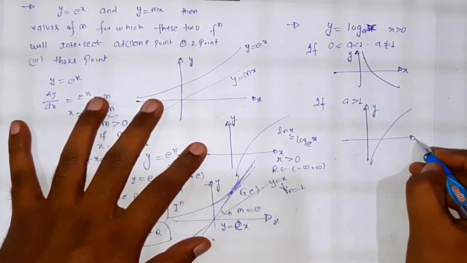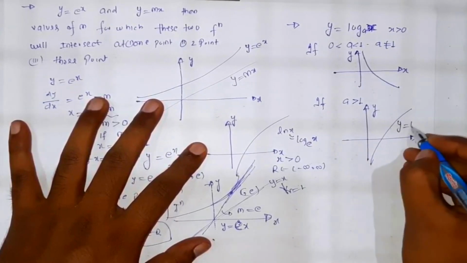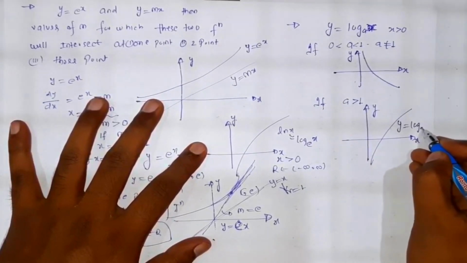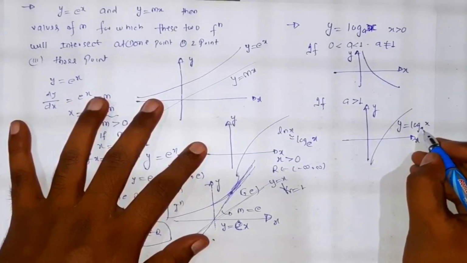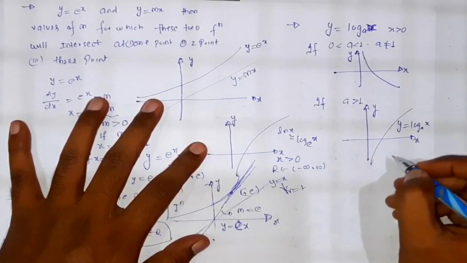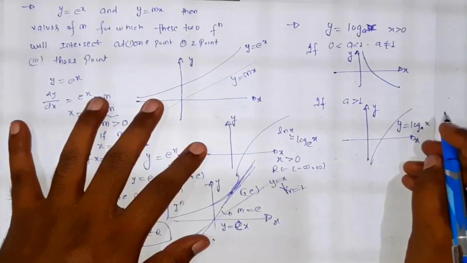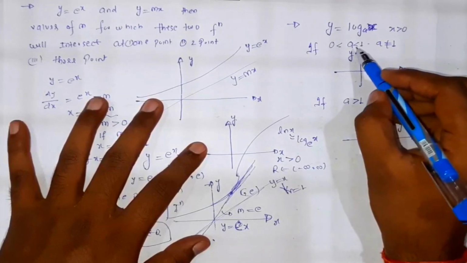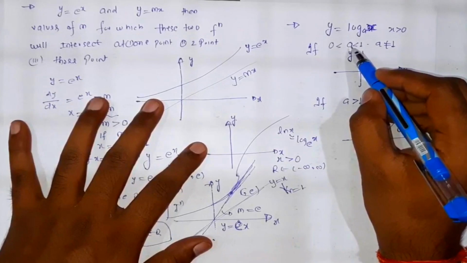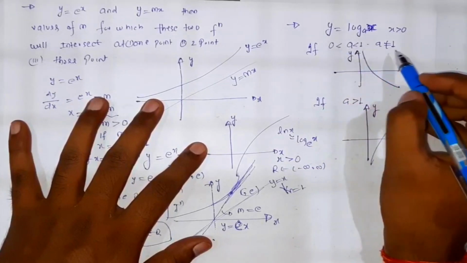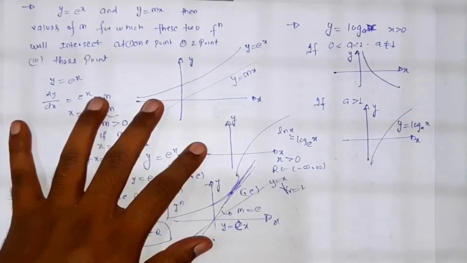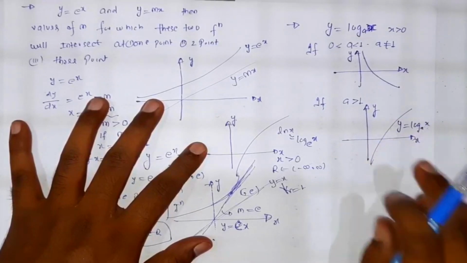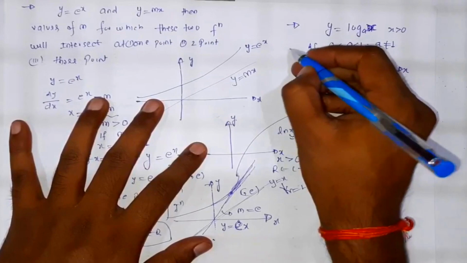y is equal to log a x. So for the values of a greater than 1, the graph of this function will be like this. This will be an increasing function. If I say that the value of a will be between 0 and 1, then the graph of this function will be like this. Okay. Now this is case 1.